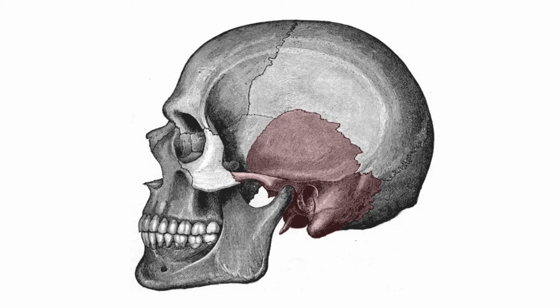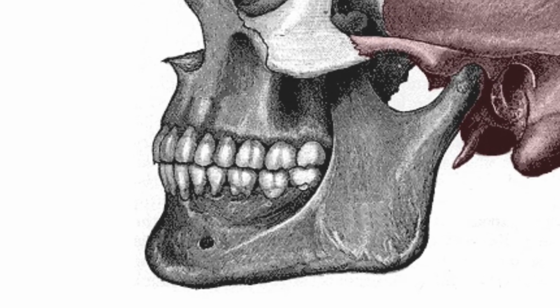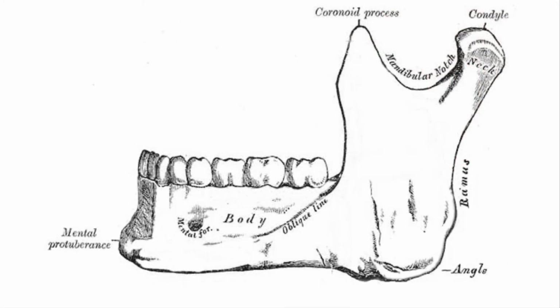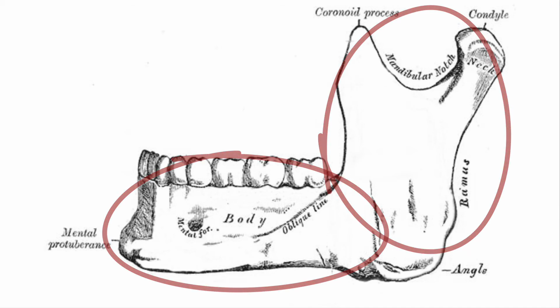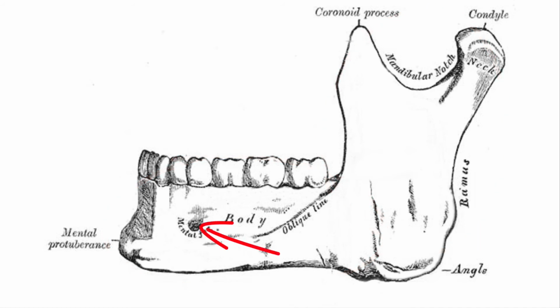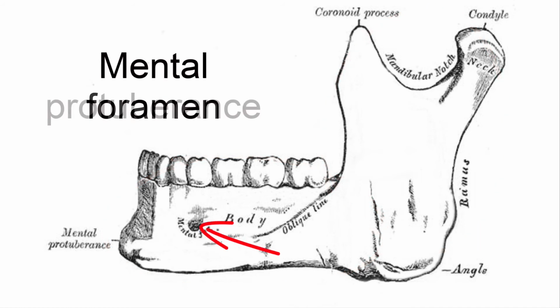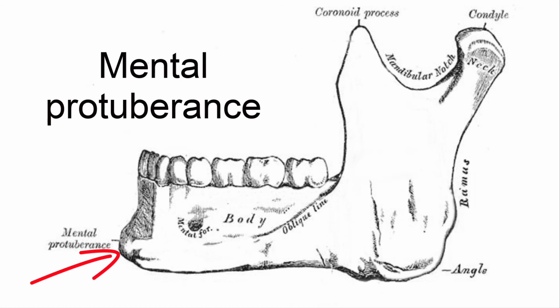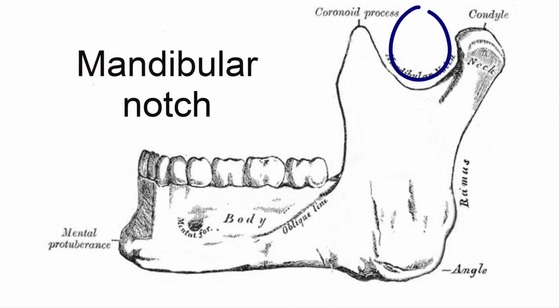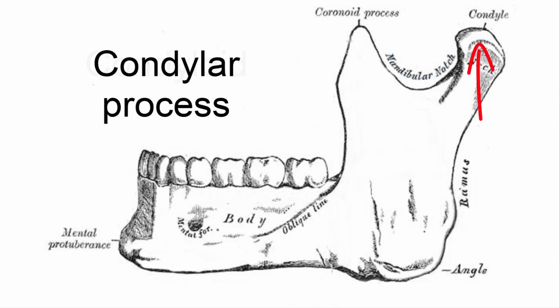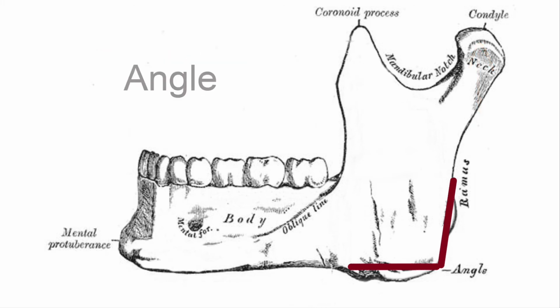Let's review everything using this figure from Gray's Anatomy. And if we look at an isolated mandible, very nice drawing of an isolated mandible, we can see again the body, the ramus. Associated with the body, we have again the mental foramen, the mental protuberance. On the ramus, we have the coronoid process, the mandibular notch, and the condylar process, also known as the condyloid process. And again, here we have our angle.